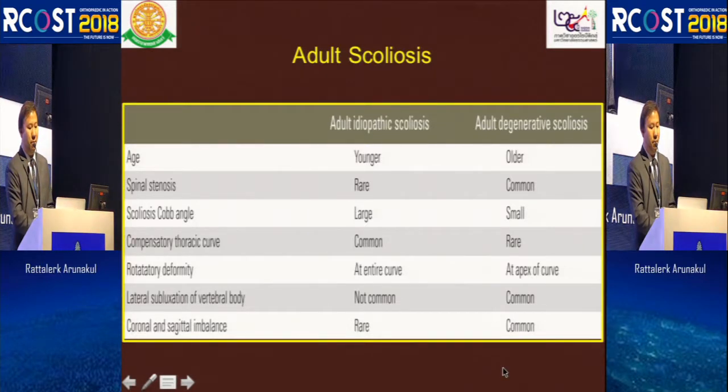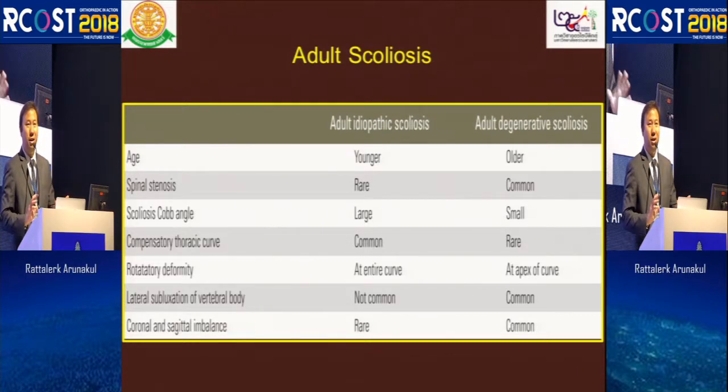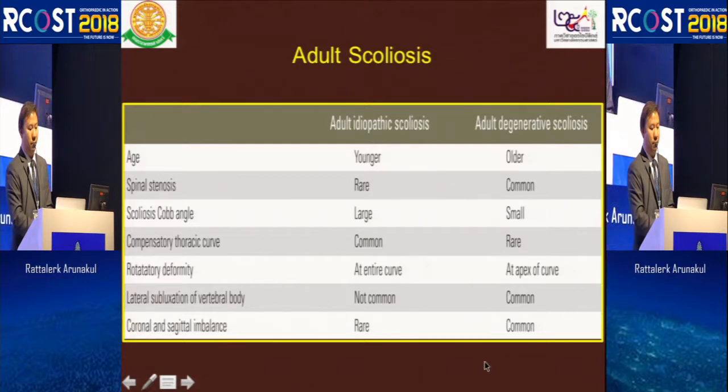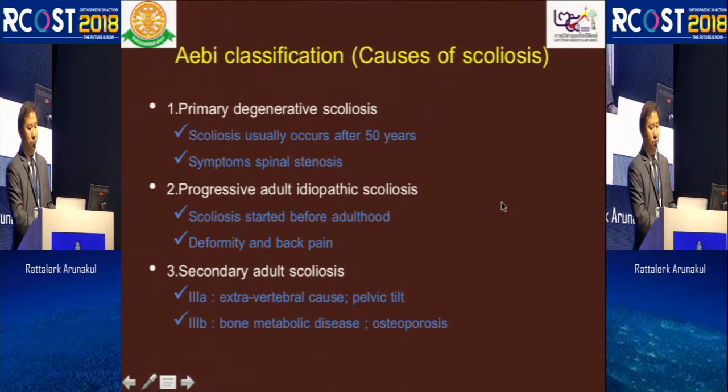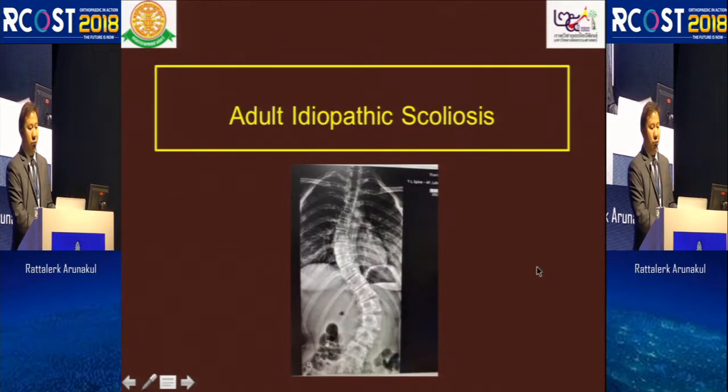This is one of the tables that can compare them. I talked about it already; many papers write about this. There are very rare symptoms of neurogenic claudication in idiopathic scoliosis, so I think it is very different between the two. This is the classification that talks about the causes of scoliosis: primary degenerative, progressive adult idiopathic scoliosis from childhood, and secondary, like tumor or something. I'm going to start with adult idiopathic scoliosis.